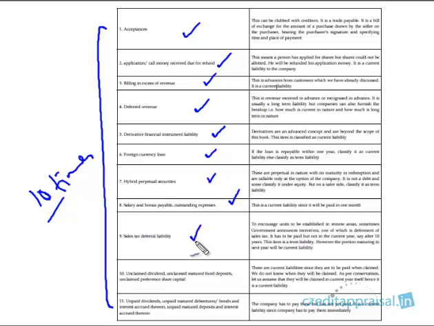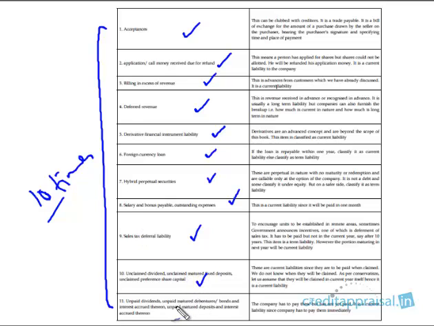Then sales tax deferred liability. To encourage units to be established in some remote areas, the government sometimes provides deferment of sales tax. It has to be paid and is not waived, but sometime later, say after 5 or 10 years. So that will be a term liability. But the portion falling due the next year has to be classified as a current liability.